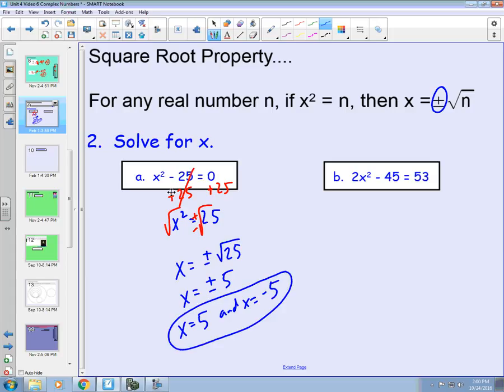Because if you square 5, that's 25, and 25 minus 25 is 0. But also negative 5: if you square it, that's also 25, and 25 minus 25 is 0 here. We get the same thing. So you've got to remember to put the plus or minus part on there.